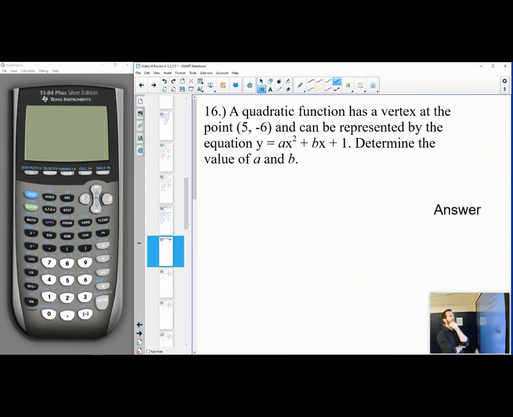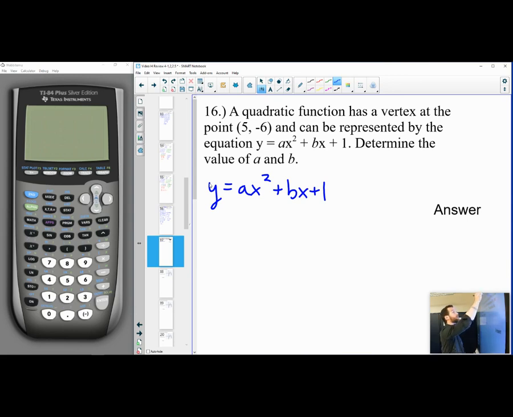Number 16. Similar directions, but not the same. Let's see. A quadratic function has a vertex at the point 5, negative 6, and can be represented by the equation y equals ax squared plus bx plus 1. Okay, that's obviously going to be important, so I'm writing that down right now. Ax squared plus bx plus 1. All right, essentially that's standard form, but they already gave us the c value. We have to determine the value of a and b.